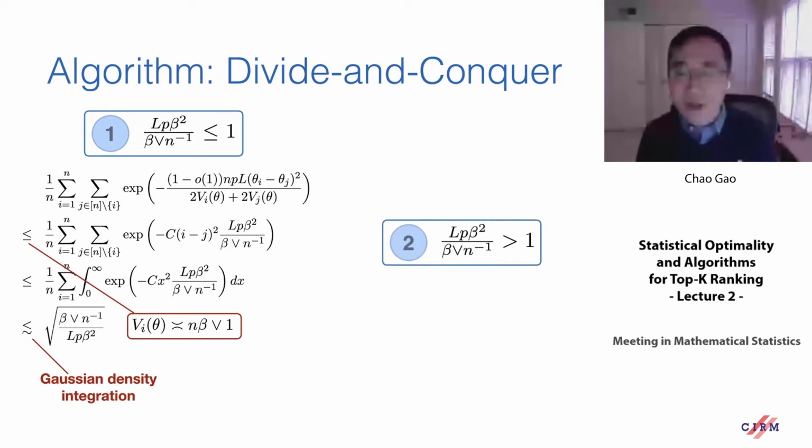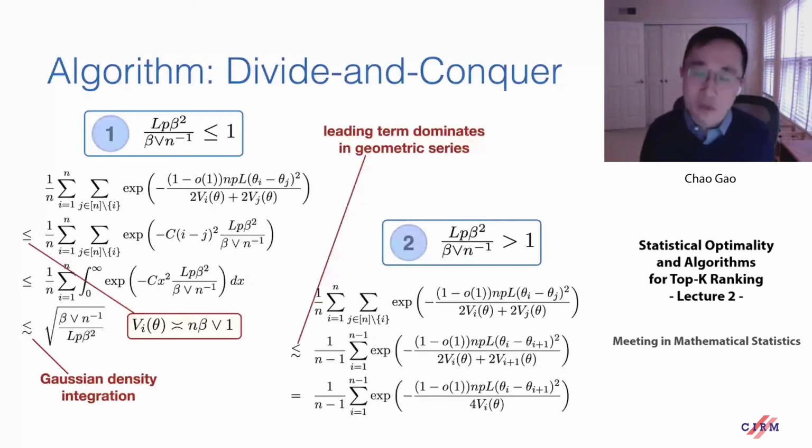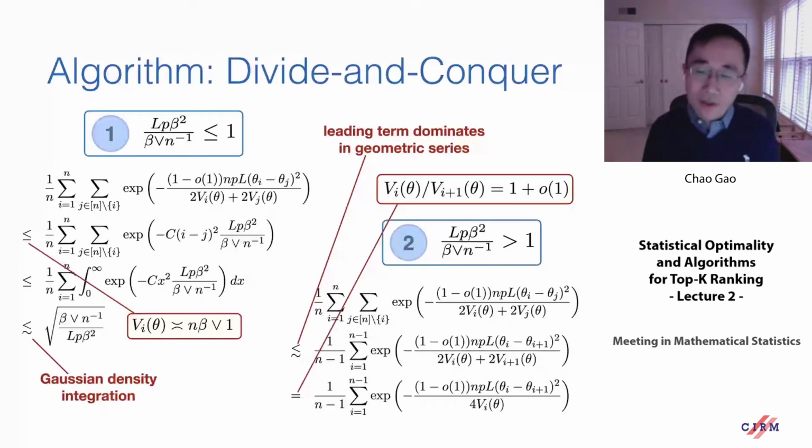The rearrangement of the sum in the exponential rate, when the signal-to-noise ratio is above one, is also straightforward. It's actually simpler, right? Here, what we have is a sum of exponentially decreasing functions. So the first step is really analyzing a geometric progression, right? If you analyze a geometric series, it's always the leading term that dominates the entire sum. So you use that to derive the first inequality. And the second inequality is just by realizing that the variance functions of neighboring players are asymptotically equivalent, so you can replace 2 times v_i plus 2 times v_{i+1} by 4 times v_i. This gives you the exact formula of the minimax rate in the exponential regime.